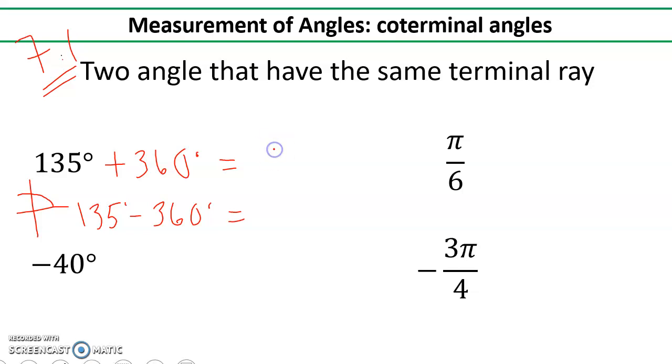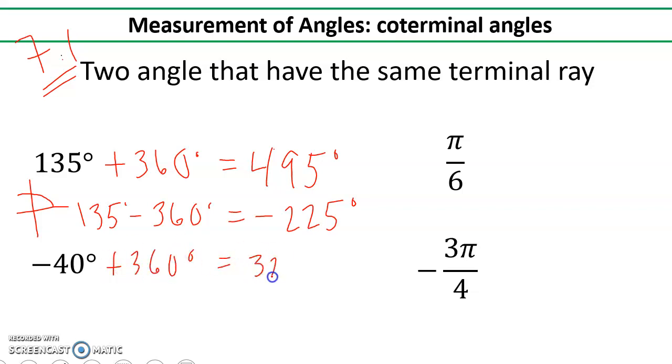Okay, so this would be 495 degrees. One would be at negative 225 degrees. So I can start with a positive or a negative angle measure, and I'm still just adding 360, that would get me to 320 degrees, and then I would take negative 40 and subtract 360 degrees. So wherever I start from, I'm just going one rotation clockwise, one rotation counterclockwise.